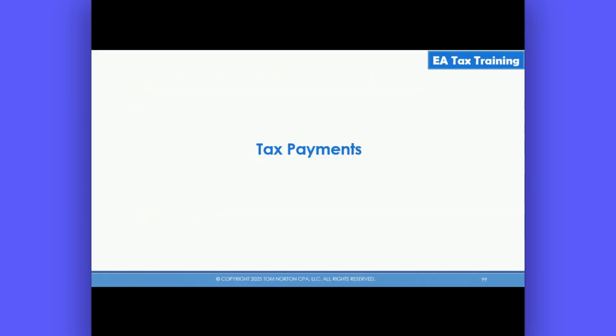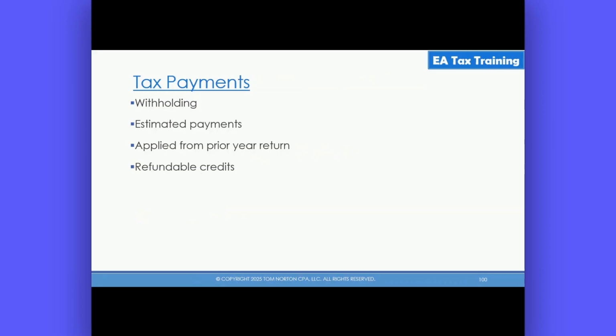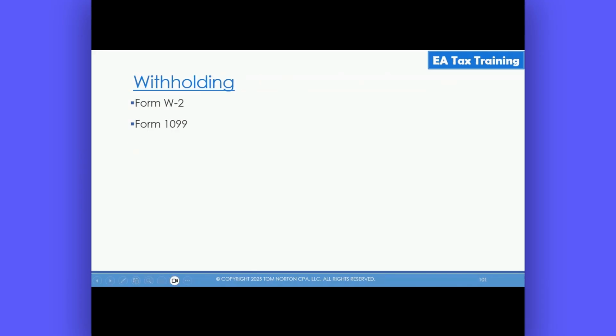That's it for tax credits. Let's move on now to talk about tax payments. So there are different types of tax payments. There is withholding, there are estimated payments, there are amounts applied from the prior year tax return, and there are refundable credits. So refundable credits, the part that is refundable, is actually considered a tax payment on the tax return. So we're not going to talk any more about those because we just covered those.